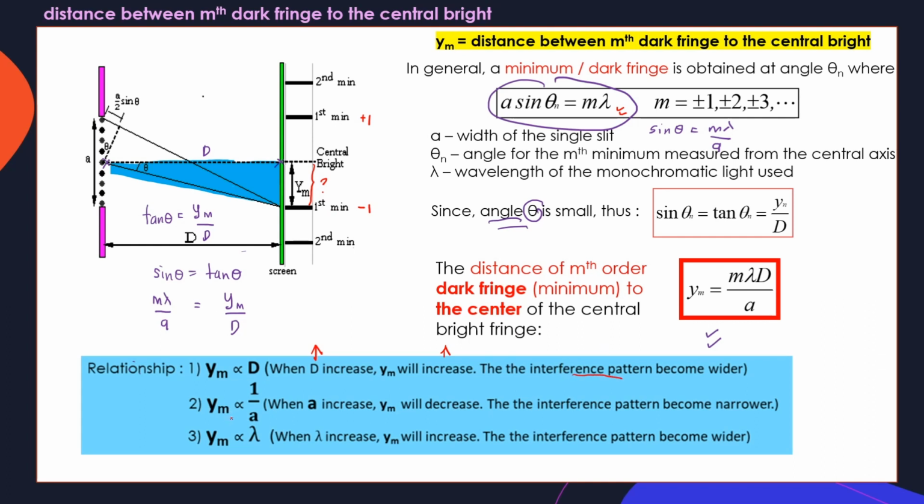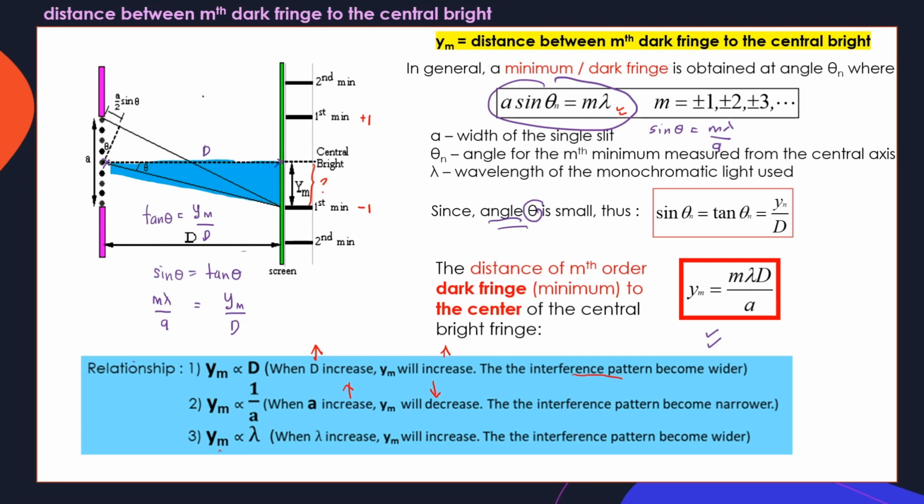Alright, for the second relationship, y_m is inversely proportional to the width of the slit. So when a is increased, y_m will decrease, and we will see the interference pattern become narrower, because the distance between the first minimum and the second minimum also becomes closer to each other. The distance between the central bright and the first minimum will become closer too.